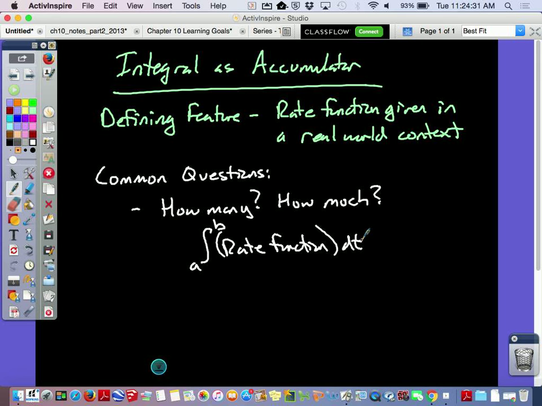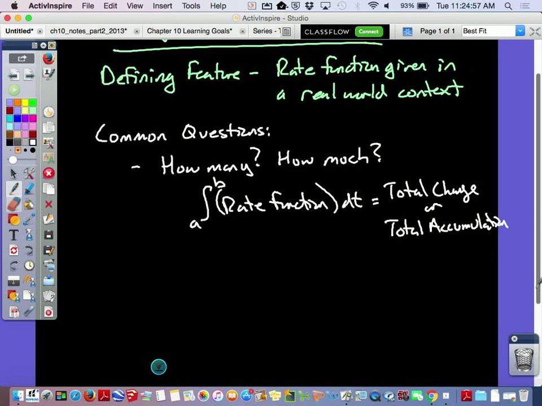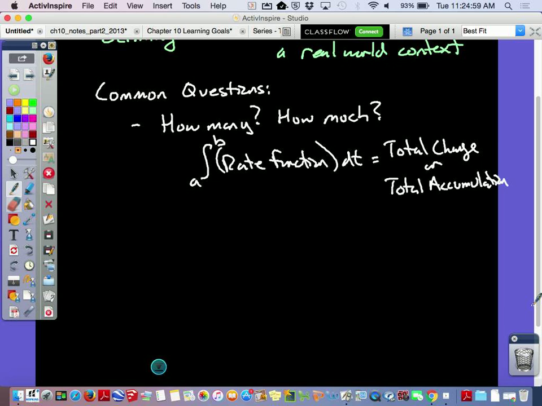And what that rate function gives us when we integrate is total change, or what we call total accumulation. And that's where we get this concept of integral as accumulator. Okay, and if you can master that on one of these questions, you're probably good for 2 to 3 points, just by being able to get that piece down.